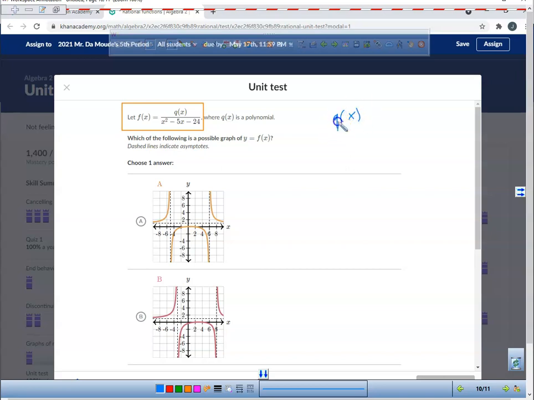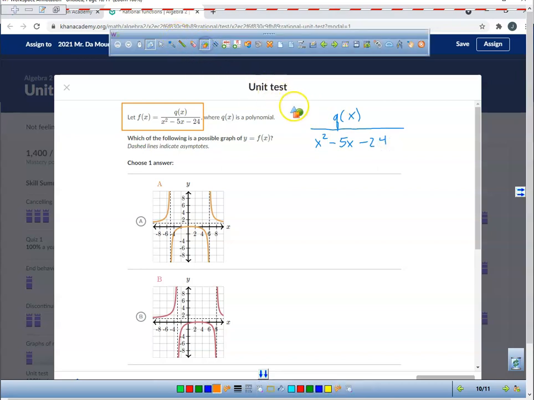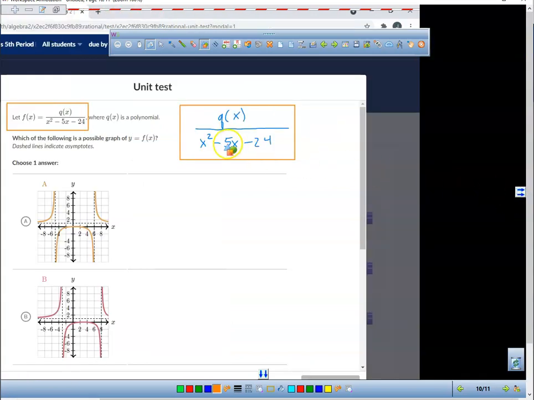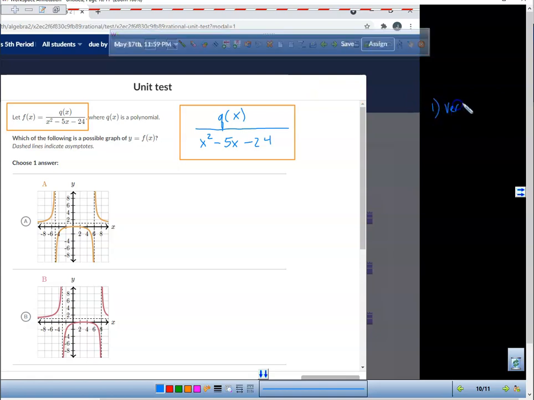All right, so we have q of x over x squared minus 5x minus 24. If you would please write that down carefully in your journal. We'll show you what to do when you need to identify this graph. Whenever you have something in the denominator, here's the first step. Step 1, look for vertical asymptotes. Step 2, look for removable discontinuity, also known as a hole in the graph.